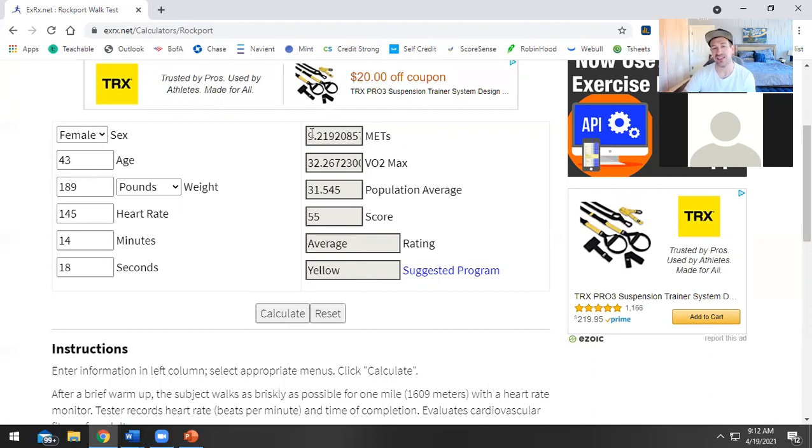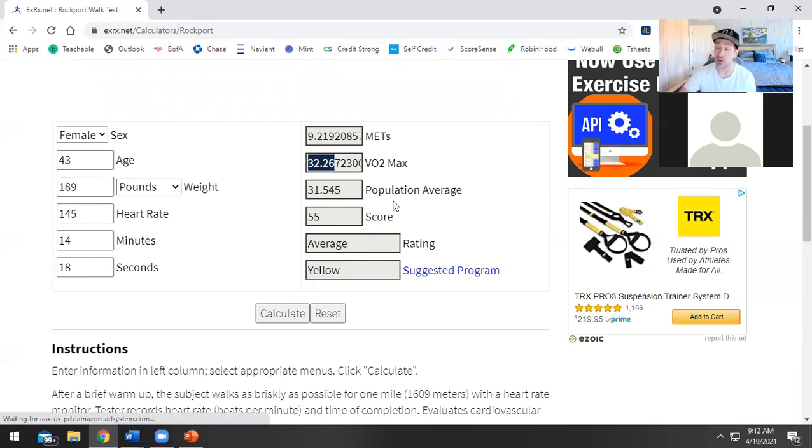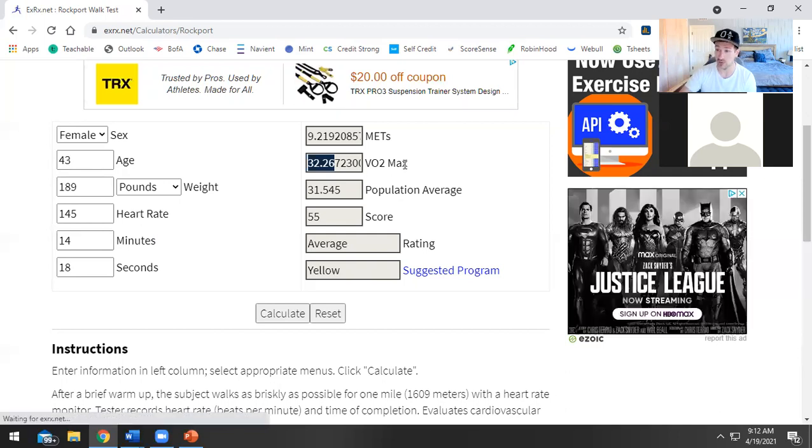So what's cool is this is going to give us how many METs they burned, which I love, by the way. That's kind of fun. It's like, hey, you burned 9 times as many calories for that mile than you would have if you were sitting on the couch. It tells us their VO2 max, which is kind of nice. It estimates what their oxygen consumption is. We know the more oxygen you can consume, the better shape you're in. It means you have more mitochondria. It means you have more hemoglobin, right? We want to be able to consume lots and lots of oxygen.